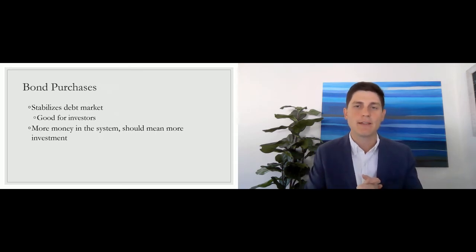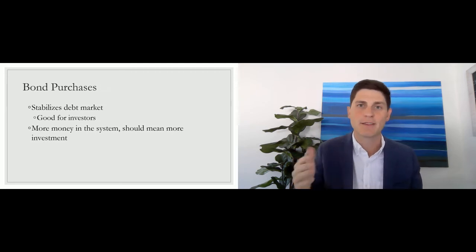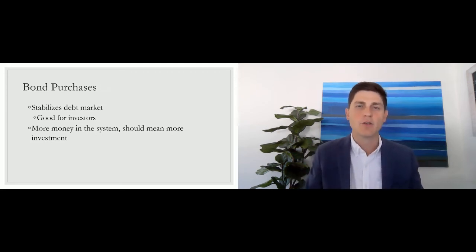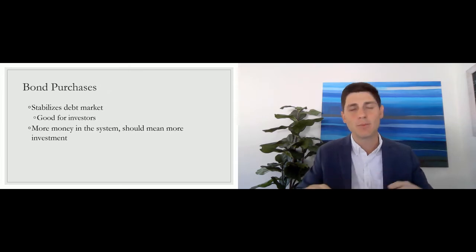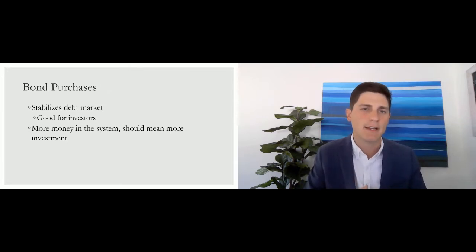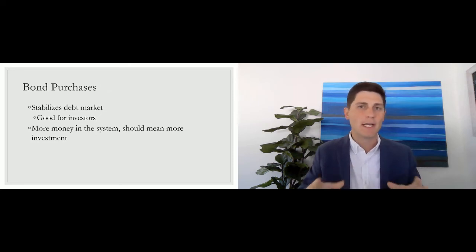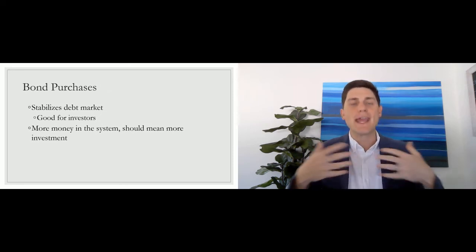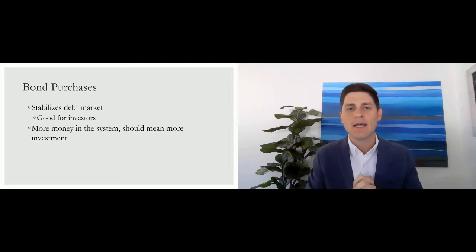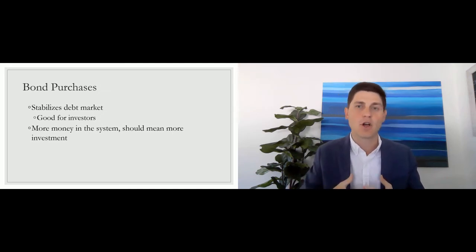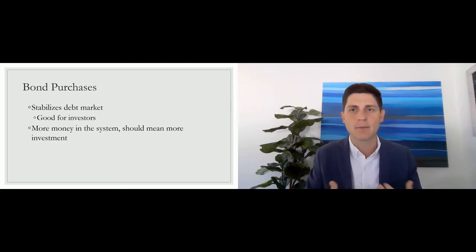So now let's talk about bond purchases. Bond purchases, that's when the Fed buys bonds from banks and they create new money. We've talked about that in a previous video. What this has done, especially recently, is stabilize the debt market. This was good for investors because it put some liquidity in the market. It allowed companies to go out and raise money when they needed to at a really volatile time. And then obviously, when there's more money in the system, because remember, the Fed is creating new money to purchase these bonds, that should mean that there are more investment dollars available in the economy.